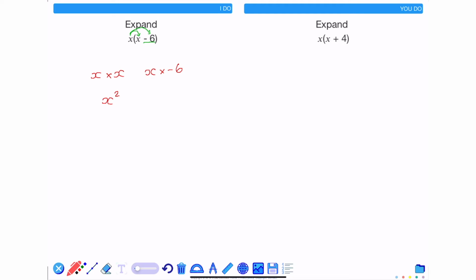Whenever we are multiplying x by a number, the number is normally placed in front of x. So x times -6 will be -6x. I've now successfully expanded out the brackets. Pause the video here and have a go at the question on the right hand side. When you're ready for the answer, press play.